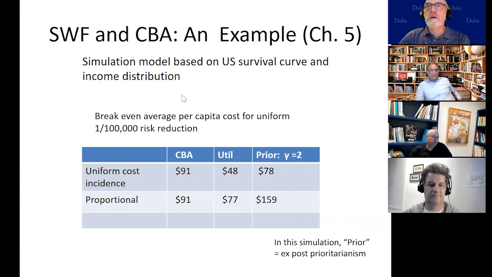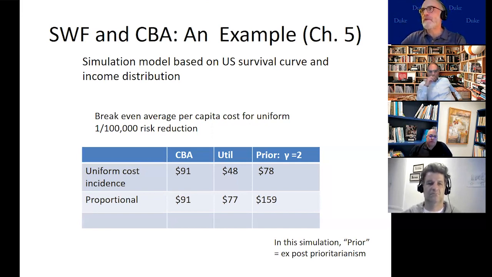I wrote this chapter before COVID, although I do have a COVID paper that I wrote. But what this chapter simply imagines here is I built a simulation model based upon the US survival curve, right? The survival curve says, for different groups of the population, what is their chance of surviving each year?